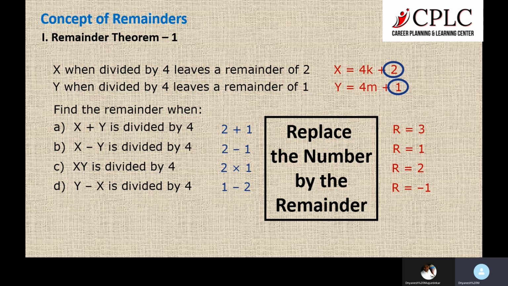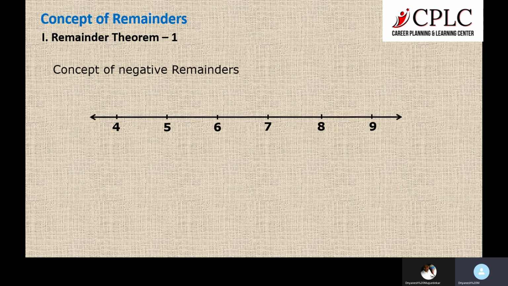And now going back to the same query, which is the idea of negative remainder. So let's explore that in detail. On the number line, we have written some numbers 4, 5, 6, 7, 8, 9, because we were dividing by 4 in the questions that we were discussing right now. Let's try and represent all these numbers as a multiple of 4. And we'll go from left to right as well as right to left.